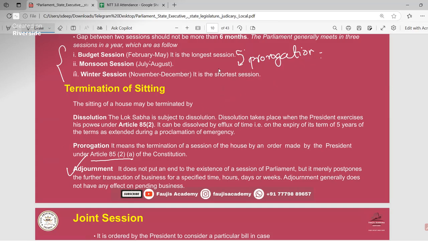Adjournment does not put an end to the session. It is not between two sessions, but within a session. To make you understand easily, adjournment is nothing but a break within a session. For example, in a budget session, you will have a morning session and an evening session, and the break between these, like the lunch break. It does not put an end to the existing session of the parliament, but merely postpones the further transaction of business for a specified time, hours, days or weeks.